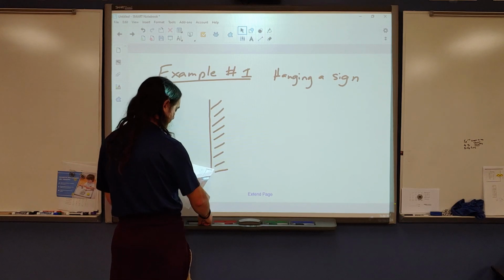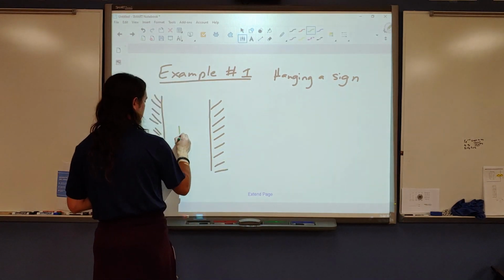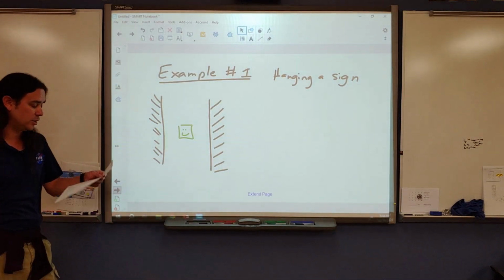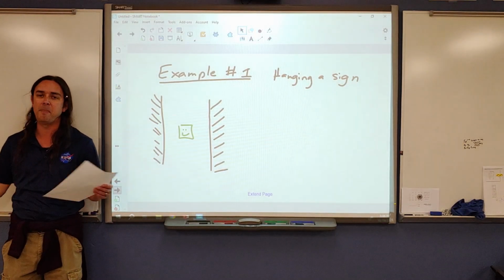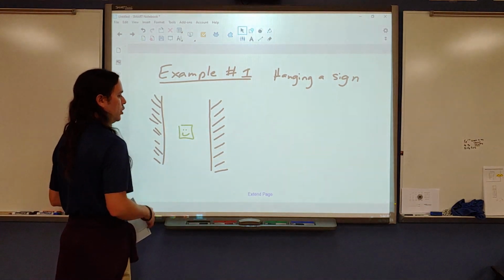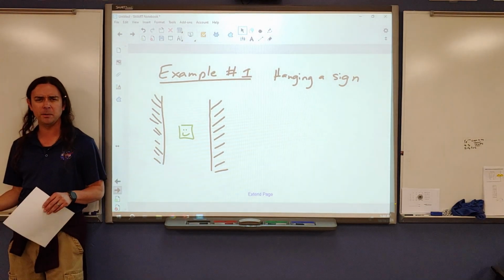I want to hang a sign. Here's my sign, and I'm going to put a smiley face on it. What it should actually say is maybe something like bathrooms or exit or something like that. And we're hanging it here in a hallway. I want you to think of like a shopping mall.